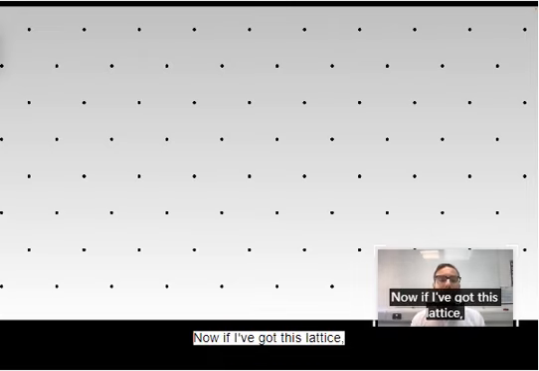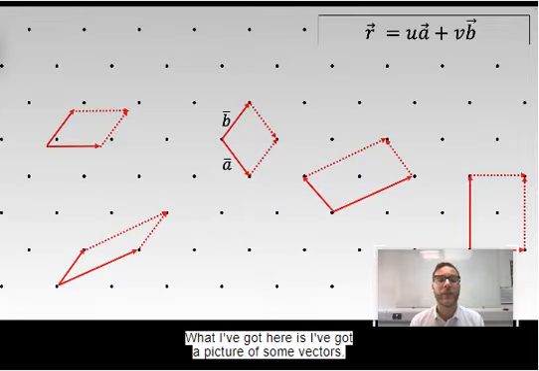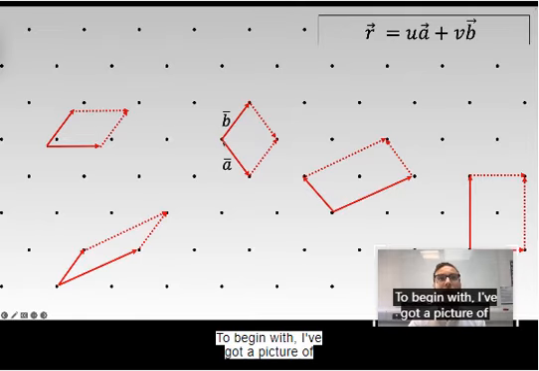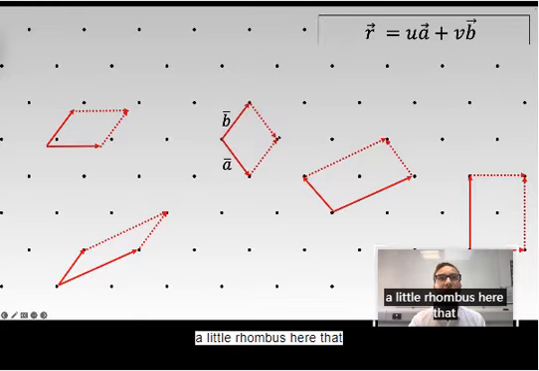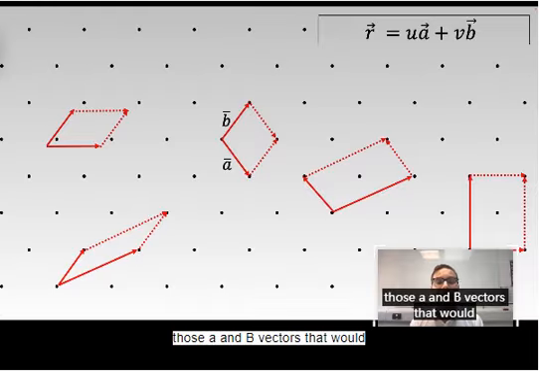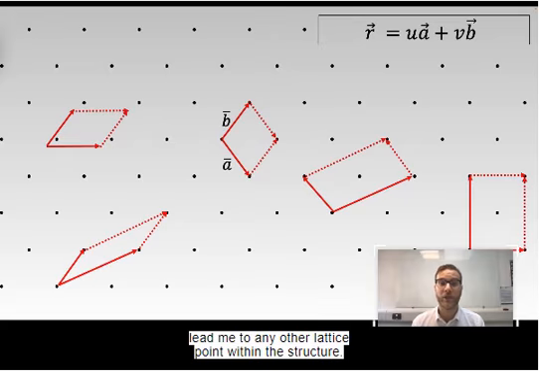Now, if I've got this lattice, what I could do is mathematically define this lattice by some vectors on it. So I've got a picture of some vectors. Just focus in on this one to begin with. I've got a picture of a little rhombus here that I've defined by vectors A and B. And starting from any lattice point, I could have some combination of those A and B vectors that would lead me to any other lattice point within the structure.